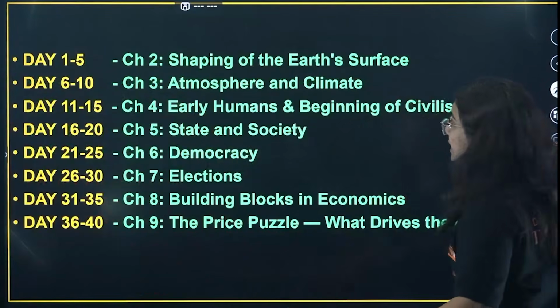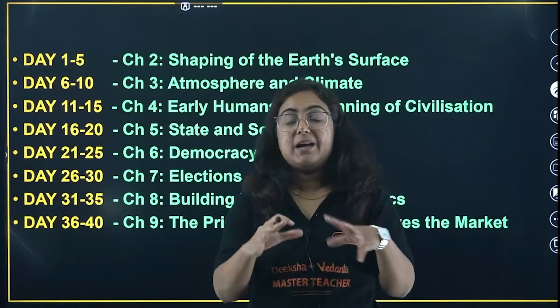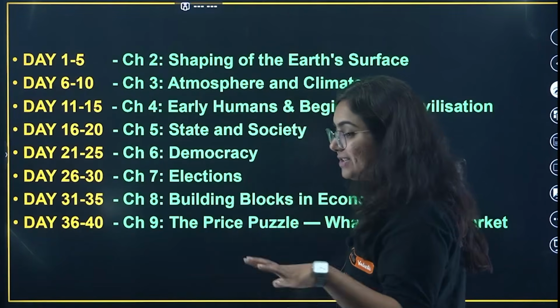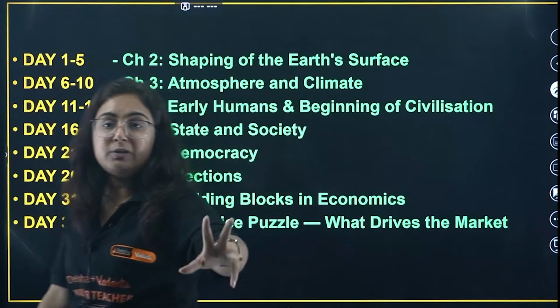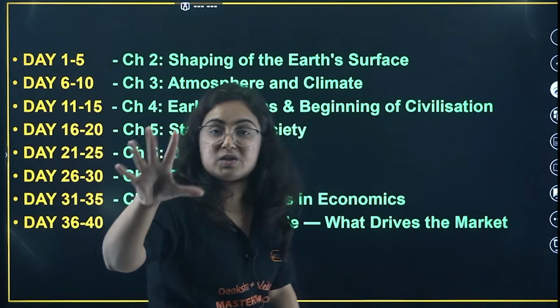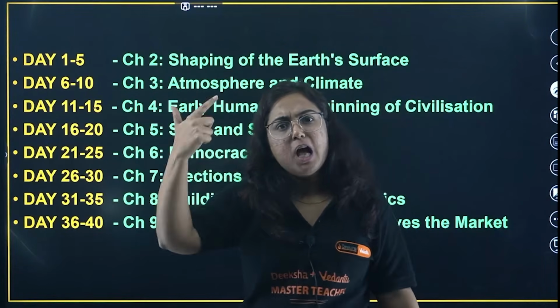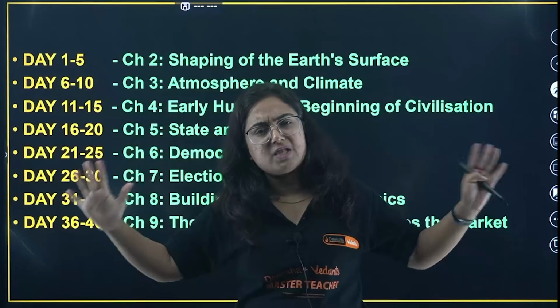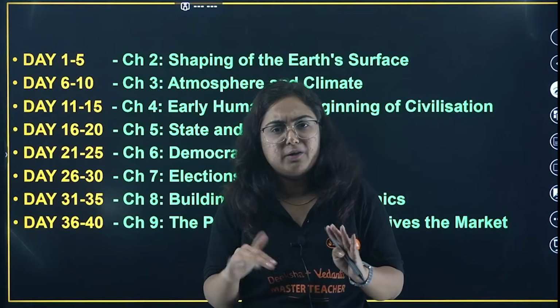Let's discuss that. What we did was give each chapter 5 days. Let's divide 9 chapters by 45 days. So what will happen, beta? You will get 5 days for one chapter. Now think about it. Don't you feel that 5 days for one chapter is more than enough, more than required?